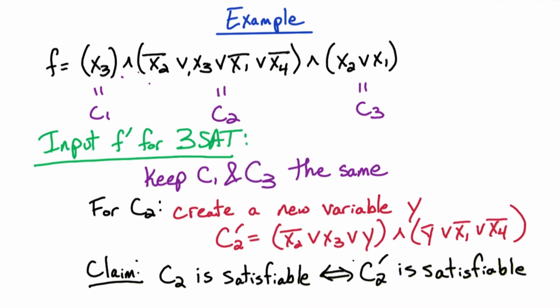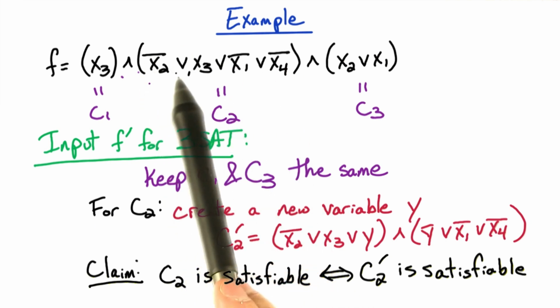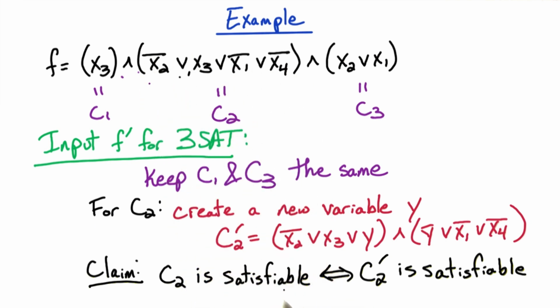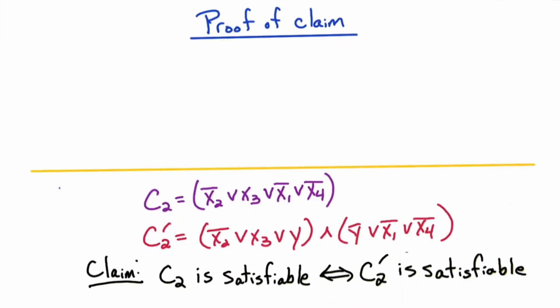Now the key claim is that this original clause C2 of size 4 is satisfiable if and only if this new pair of clauses is satisfiable. So C2 is satisfiable if and only if C2 prime is satisfiable. Therefore, replacing C2 by this pair of clauses makes an equivalent formula. And in this new formula, all the clauses have size at most 3. Now let's go ahead and prove this claim so that we have some idea how to generalize this construction.